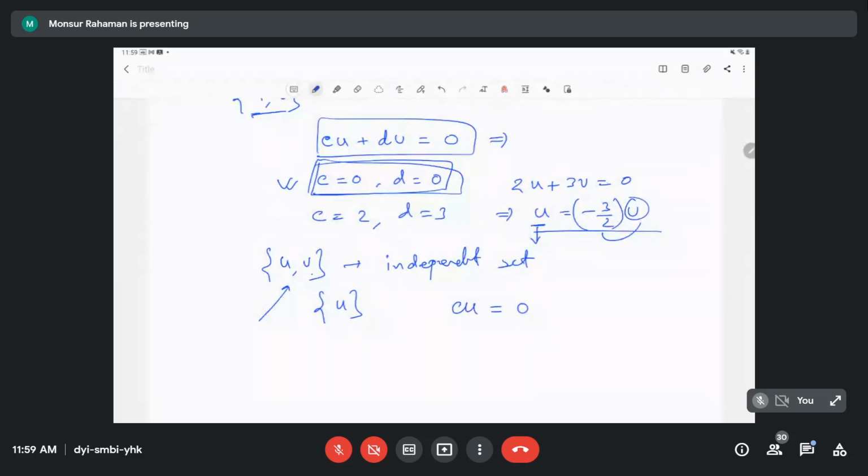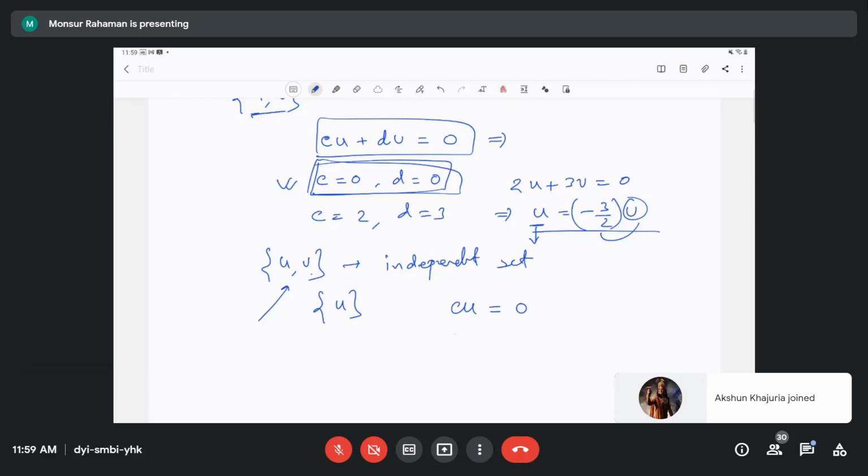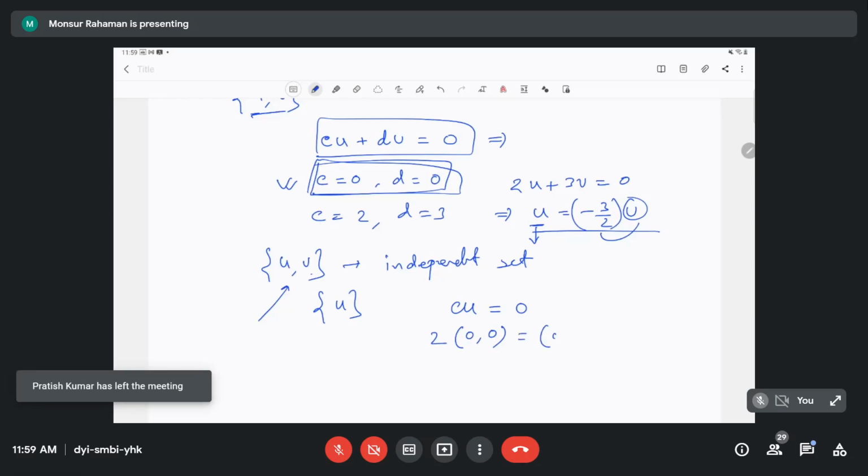cu equals to 0. Okay, so obviously c equals 0 will satisfy this equation, but what condition will make it satisfy only if c is 0, otherwise not? If you take u as a zero vector, then even for a non-zero c, it will again be 0. So a singleton set containing a zero vector is a dependent set.